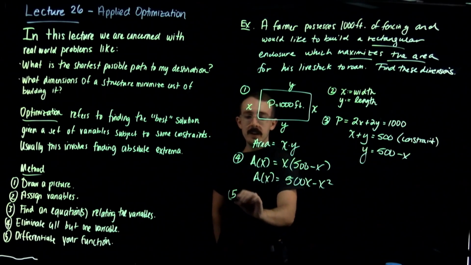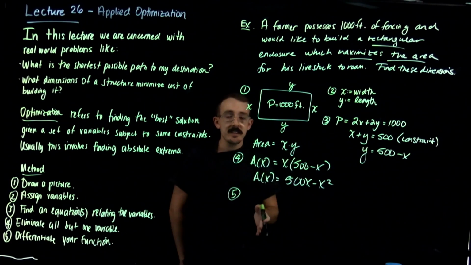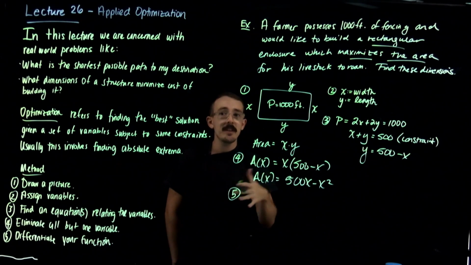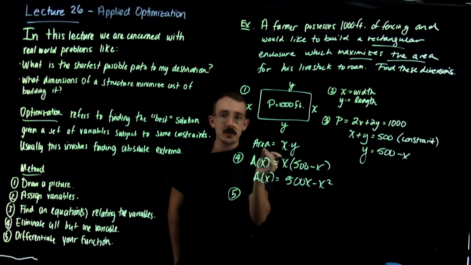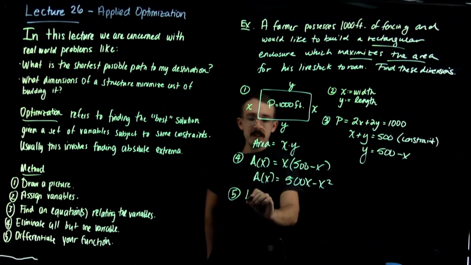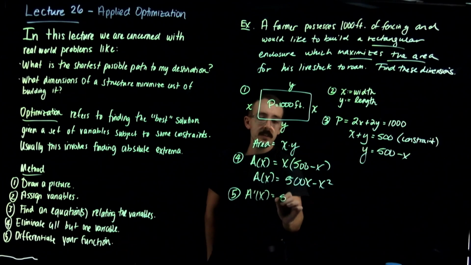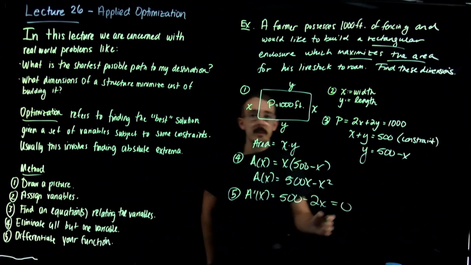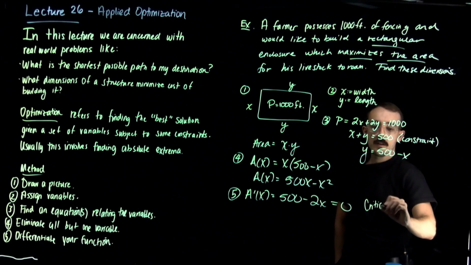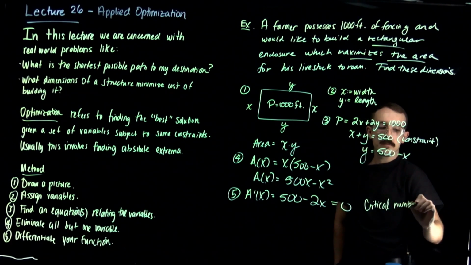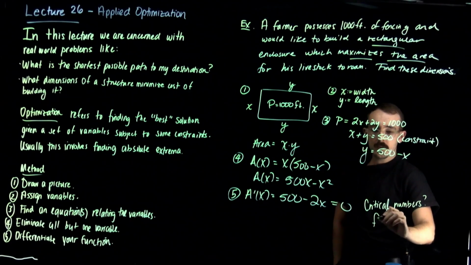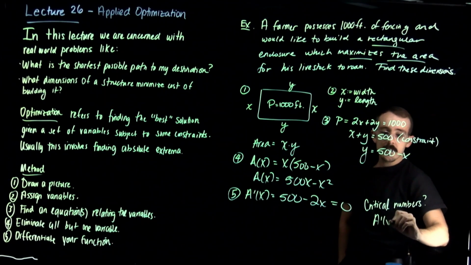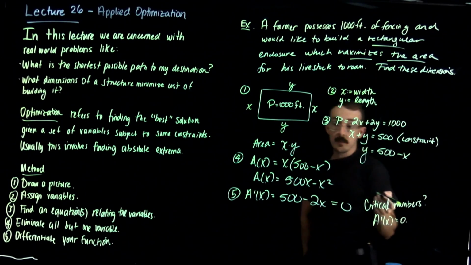And then in step 5, I'm going to differentiate this and try to find the maximum area. So to find absolute maxes and mins, you find the derivative and find those critical numbers. So the derivative of this is going to be 500 minus 2x. And I need to set this equal to 0 because I'm looking for the critical numbers. So are there any critical numbers? We're not dealing with the function f, sorry about that, it's A. We're looking where the derivative equals 0. That gives us some of the critical numbers.